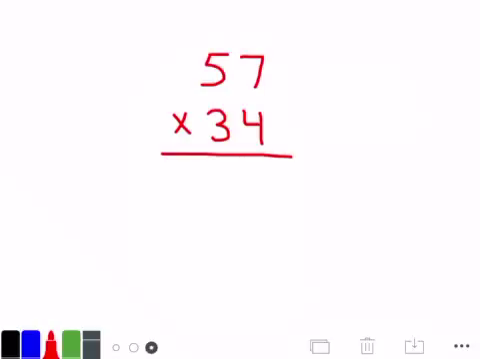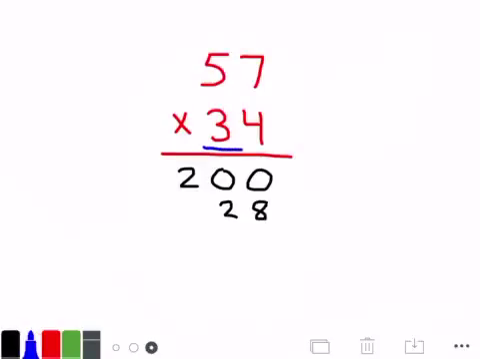This time we'll start with 57 times 34. And we're going to start over here again with 4 times 50 and 4 times 7. So we'll start with 4 times 50. 4 times 5 is 20. Add the 0 from 50, that would be 200. 4 times 50 is 200. 4 times 7, 28. Then I move over to my 3, which is really worth 30.